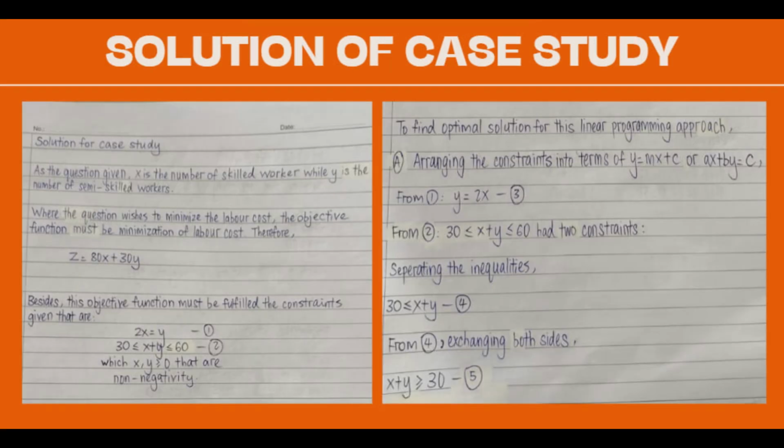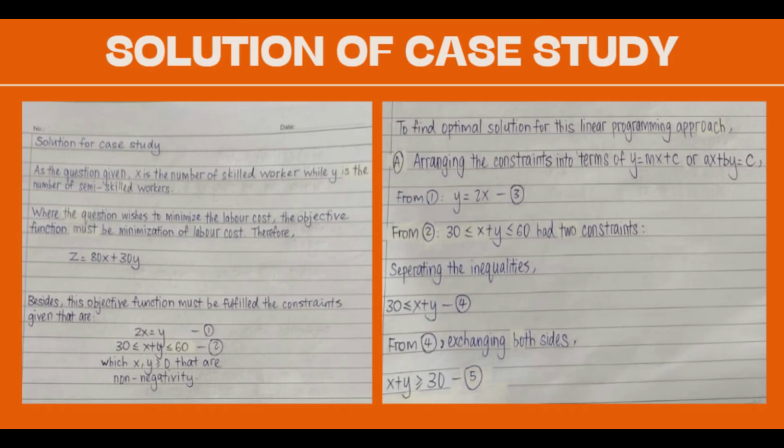Now I would like to explain fully the solution of the case study. As we know, this case study is about minimizing cost by having two categories of workers: skilled workers and semi-skilled workers. So we will solve this case study one by one. First, let x be the number of skilled workers and y the number of semi-skilled workers, as the question gives. Then we formulate the objective function for minimization of the labor cost, that is, Z equals 80x plus 30y.